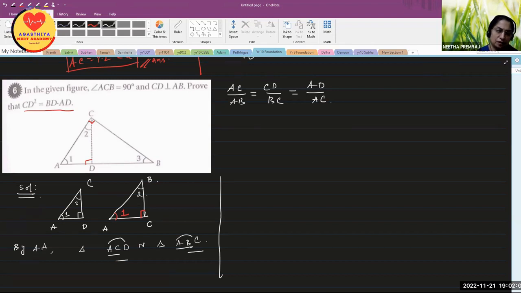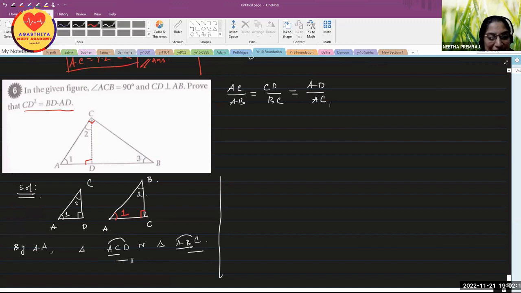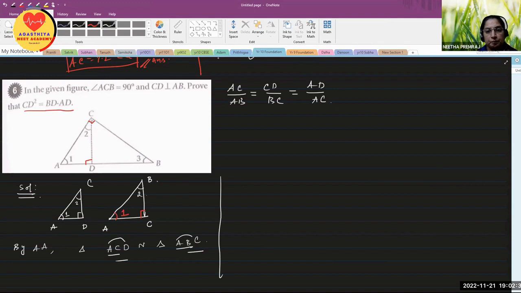Wait one second. Am I right? The order is very, very important. Angle A is matching with the angle. See, I made a mistake here. Have you noticed? No, wait. Let me check once again. No, I have written angle A matching with angle A. Angle C is matching with angle B. Angle D is matching. Yes, I'm correct. That's correct.